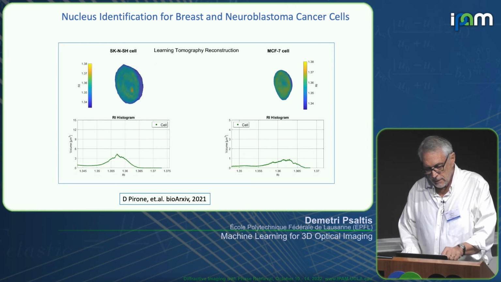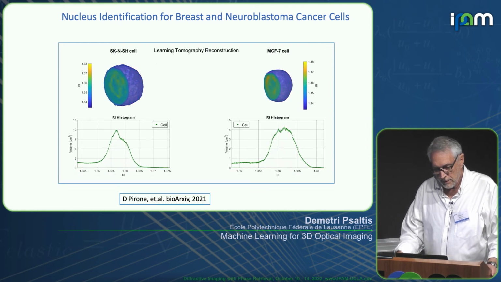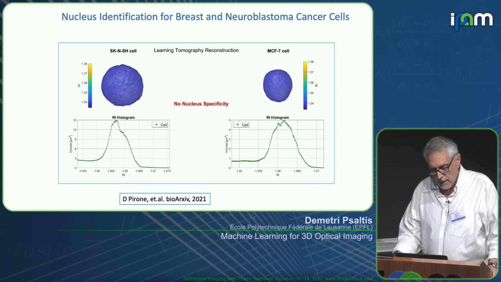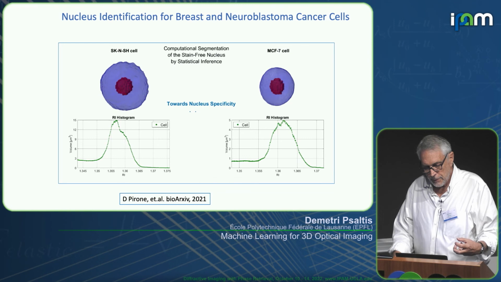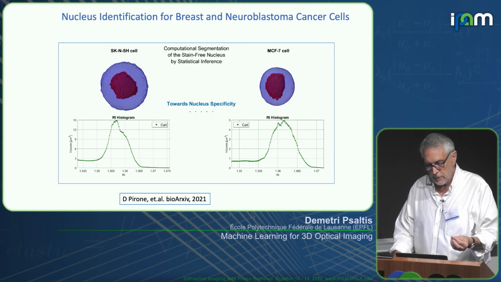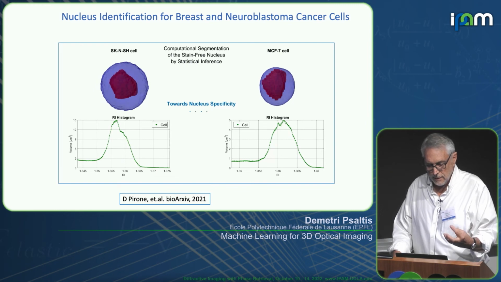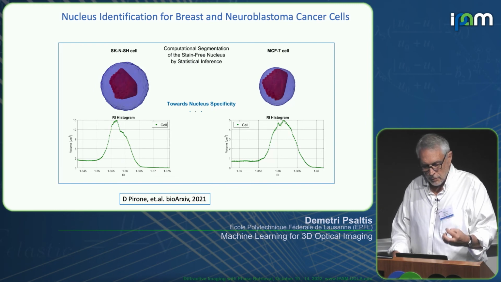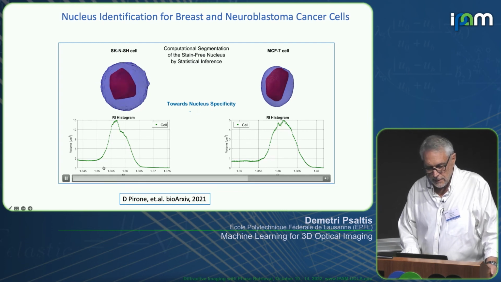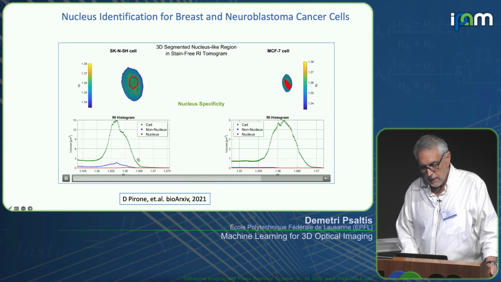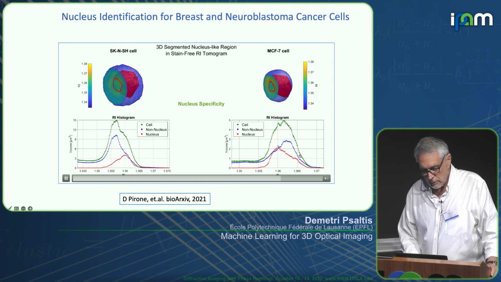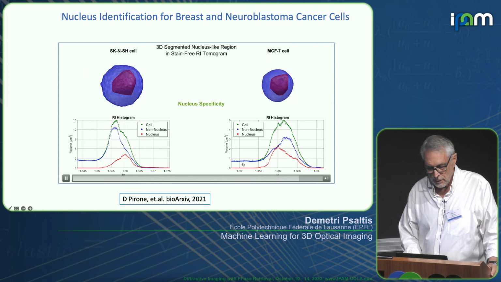So what you see here now is the index distribution that's produced by this learning tomography. And then we have a different algorithm now that does clustering of voxels of the same index of refraction. And this clustering, once it runs its course, actually pulls out the shape of the cell. And you can see here, these are two different types of cells, different types of cancer cells, so different cancers. And you can see the index distribution, which is a histogram of the index distribution down below.